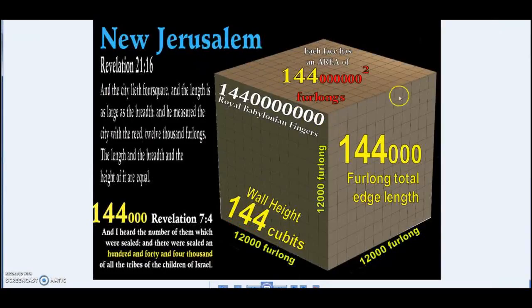The New Jerusalem, throughout the Bible, the descriptions, whether it's the area, the total edge length, the height of the walls, 144 cubits, or in the Royal Babylonian / Sumerian / Indus scale of measures, we know that they measured in fingers, cubits, feet, fingers and grains, 144, 144, so 12 tribes of 12,000 each, so 144,000.